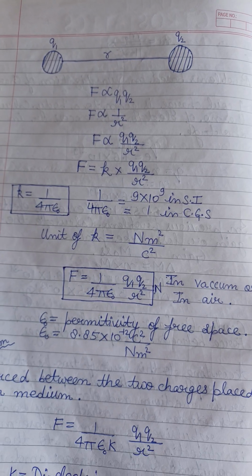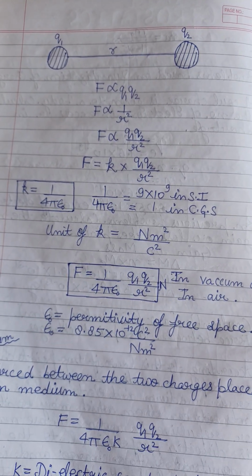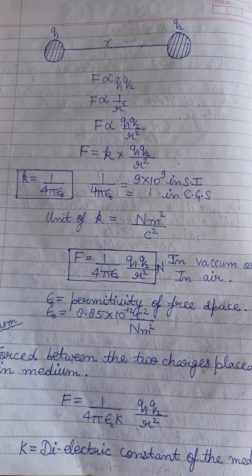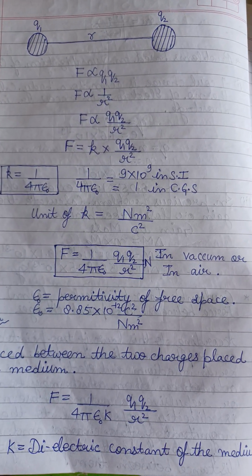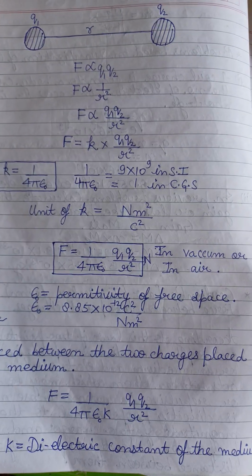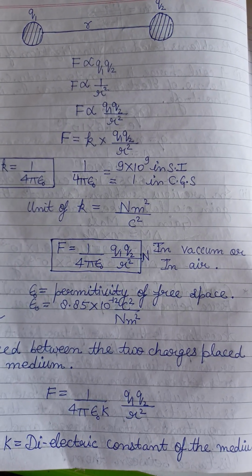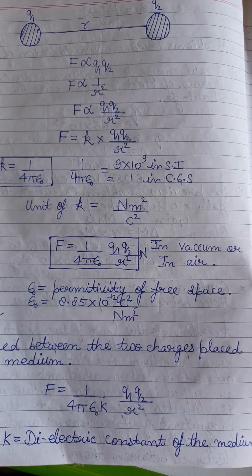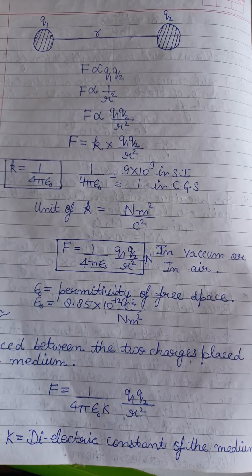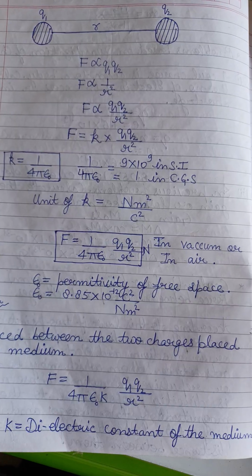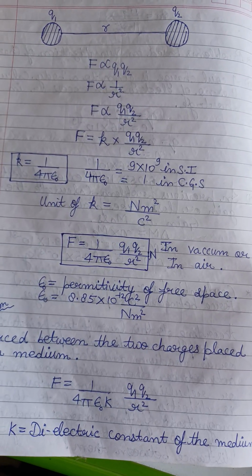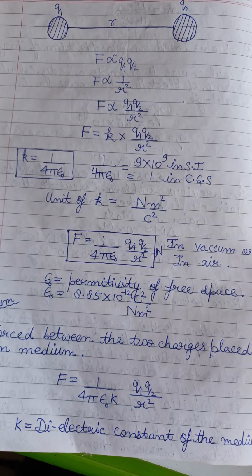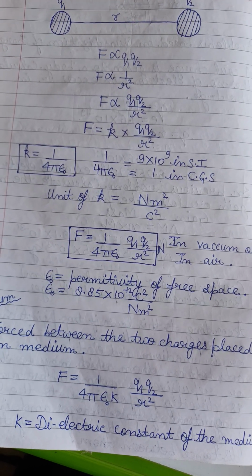If the two charges are q1, q2 and the distance between them is r, then the force is directly proportional to q1 and q2, and the force is inversely proportional to 1 upon r square. F is directly proportional to q1 q2 by r square, so F is equal to k into q1 q2 by r square. The value of K is equal to 1 upon 4 pi epsilon naught. 1 upon 4 pi epsilon naught is equal to 9 into 10 to the power 9 in SI unit and 1 in CGS unit.